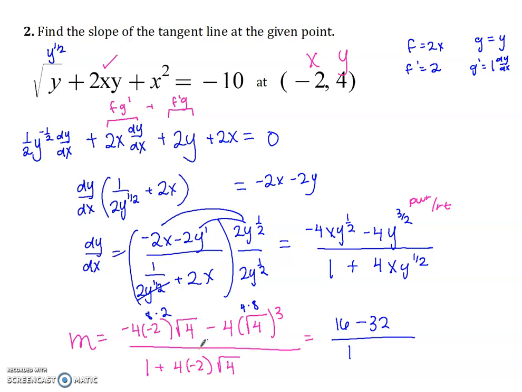I already figured this part out. That's 16 from earlier. So this will end up being negative 8 times 2. So 1 minus 16. So that's going to be negative 16 over negative 15, which will reduce to positive 16 over 15.